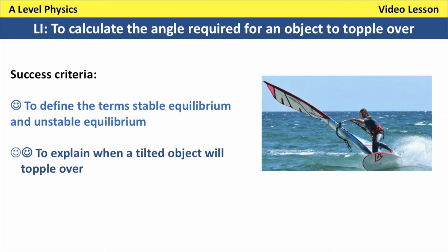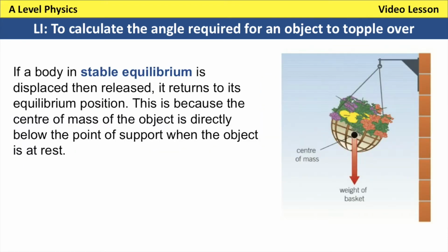Today's learning intention is to calculate the angle required for an object to topple over. Today's success criteria is to define the terms stable equilibrium and unstable equilibrium and to explain when a tilted object will topple over. Let's begin by looking at the conditions for stable and unstable equilibrium.